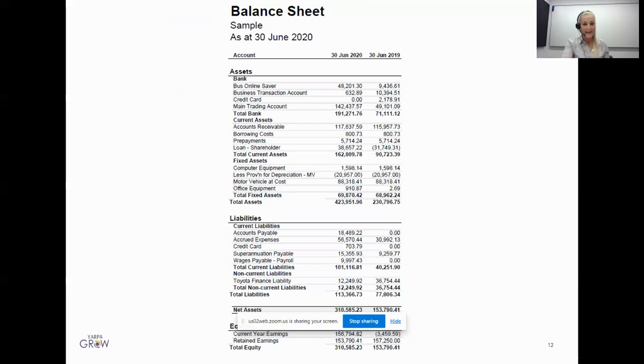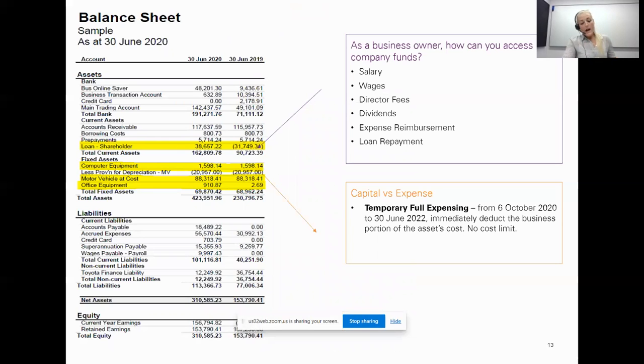Okay. So here we've got a balance sheet. This is just a summary of your business assets and liabilities, so you can see at any particular given time the financial position of your business. A few other things on the balance sheet.